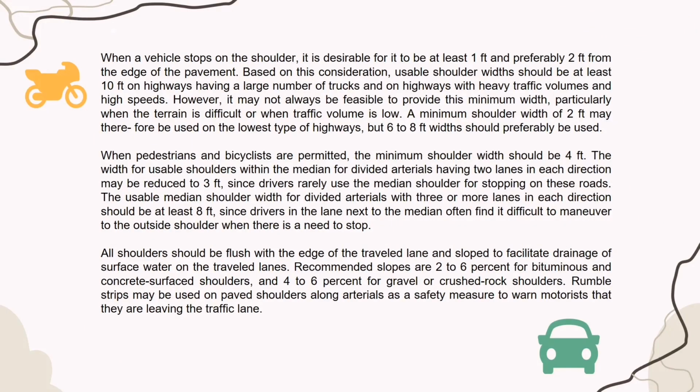usable width. When a vehicle stops on the shoulder, it is desirable for it to be at least 1 foot and preferably 2 feet from the edge of the pavement. Based on this consideration, usable shoulder widths should be at least 10 feet on highways having a large number of trucks, heavy traffic volumes, and high speeds. However, it may not always be feasible to provide the minimum width, particularly when the terrain is difficult or when the traffic volume is low.